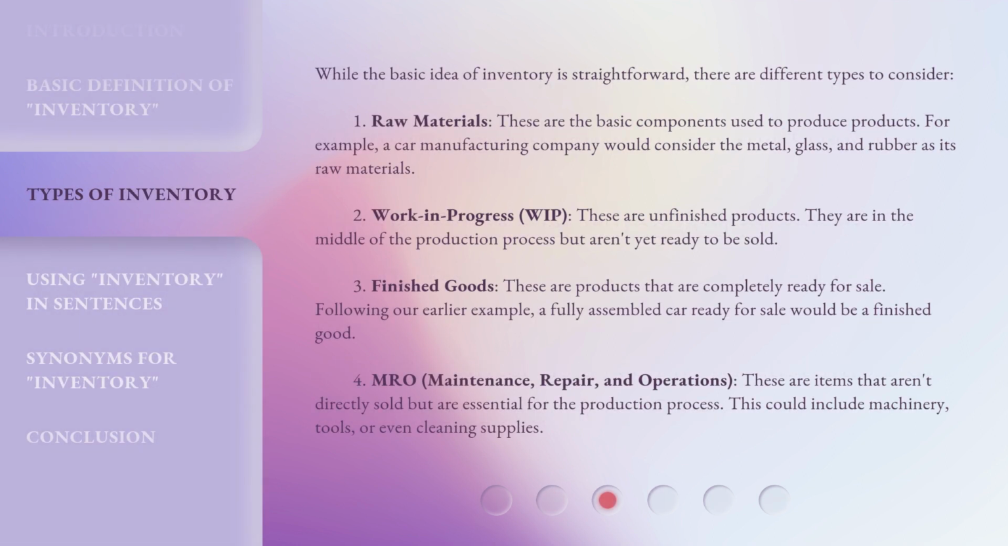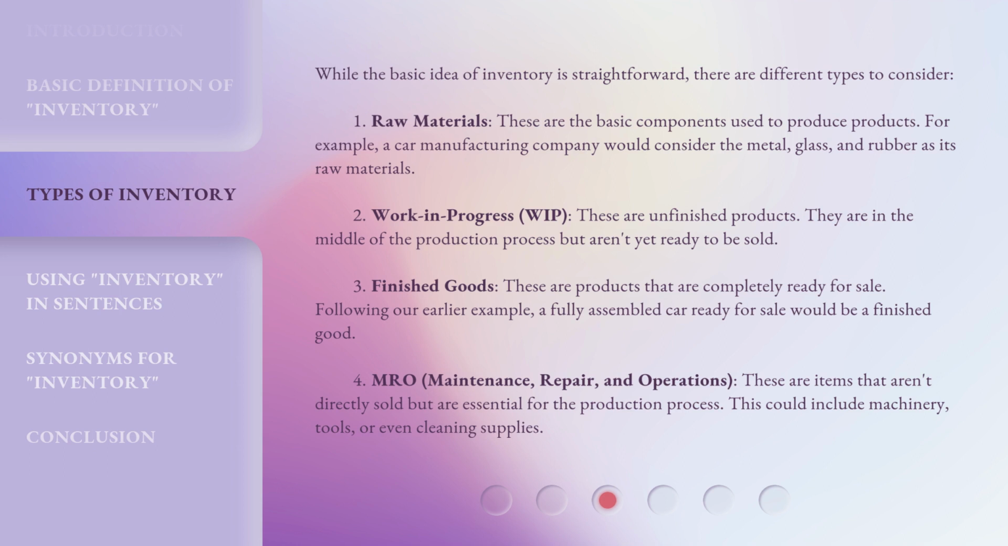Well, the basic idea of inventory is straightforward. There are different types to consider. 1. Raw materials. These are the basic components used to produce products. For example, a car manufacturing company would consider the metal, glass, and rubber as its raw materials.